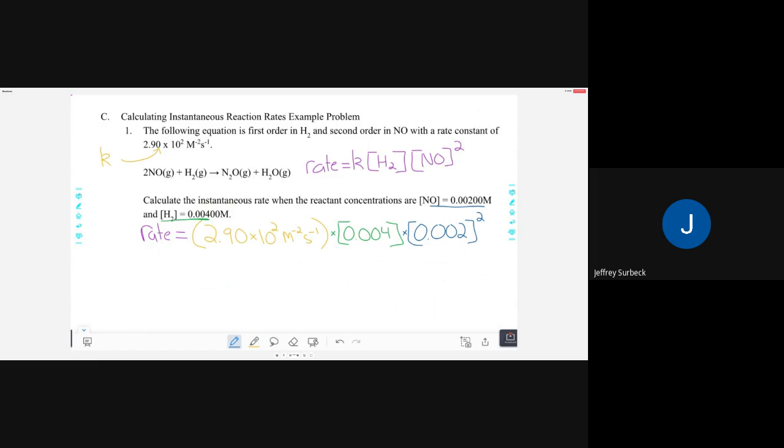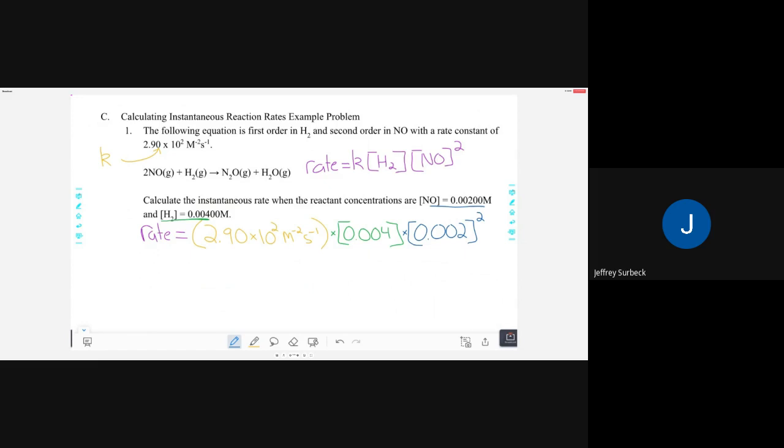So what you would need to do if you tried to calculate this is put it in as rate equals, parenthesis, 2.9 times 10 to the second, close the parenthesis, times 0.004 times parenthesis 0.002 squared, and then close the parenthesis. When you do that, I guess I should ask first, is anybody wanting to try to calculate it before I give you the answer? Good. All right.